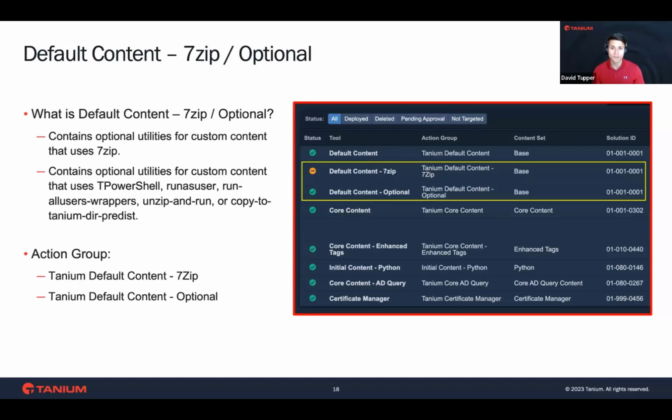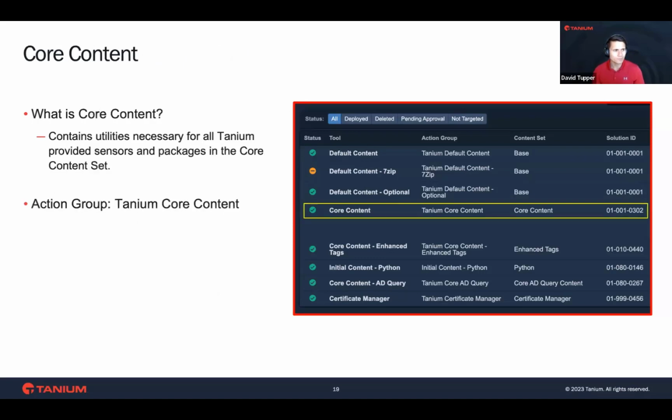And in the case of default content optional, that's going to be utilities for things like PowerShell, run as user. And these are going to be more distributed on a case-by-case basis, where with default content, we're going to see those typically get pushed out to all computers. And we'll sort of get to the recommended targeting for all these different content-only solutions here in a moment.